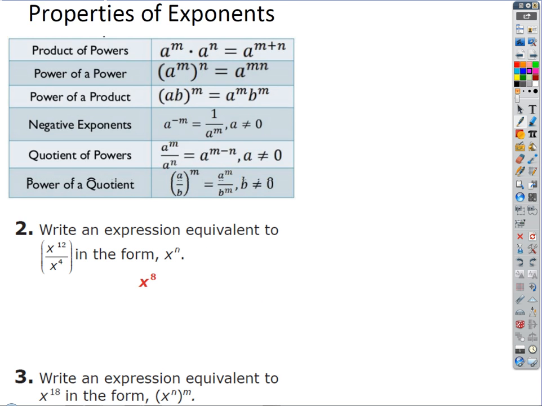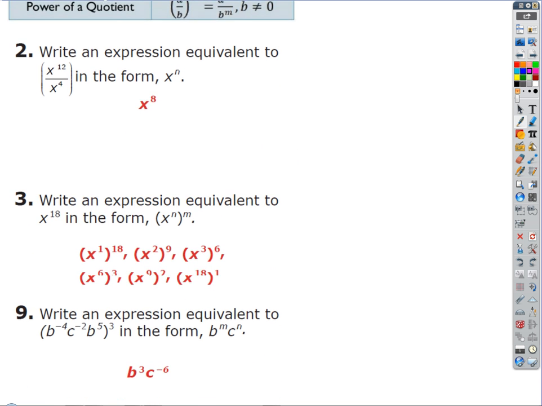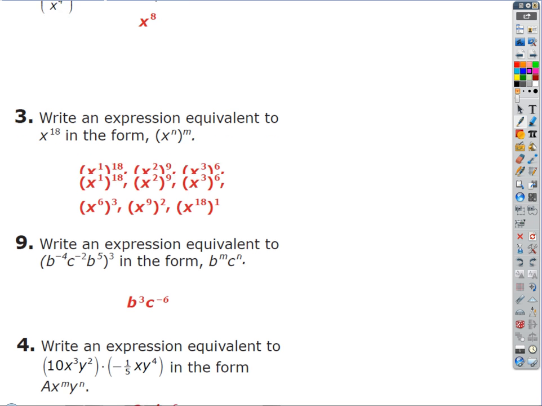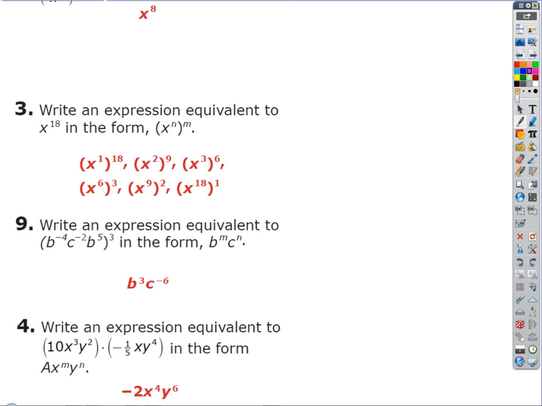Okay, for you guys, I'm not even going to mess with this. These are just properties of exponents. You've done a ton of that, no big deal. We just did that recently. This is kind of an interesting one. They want you to write an expression equivalent to x to the 18th in this form. Well, there's a bunch of different answers, right? Because if you take a power to a power, you multiply the exponents. So n and m would just have to multiply to what?